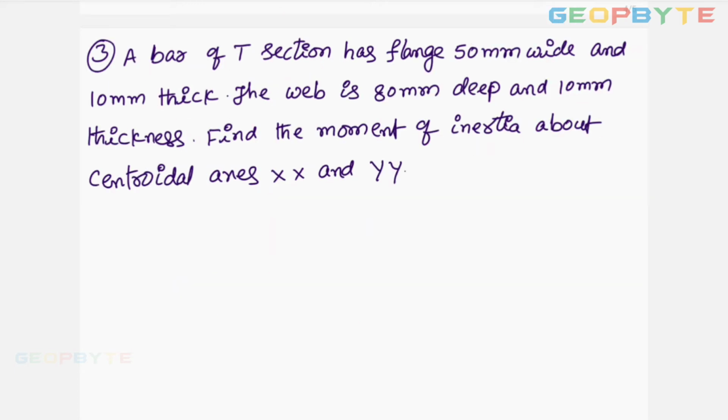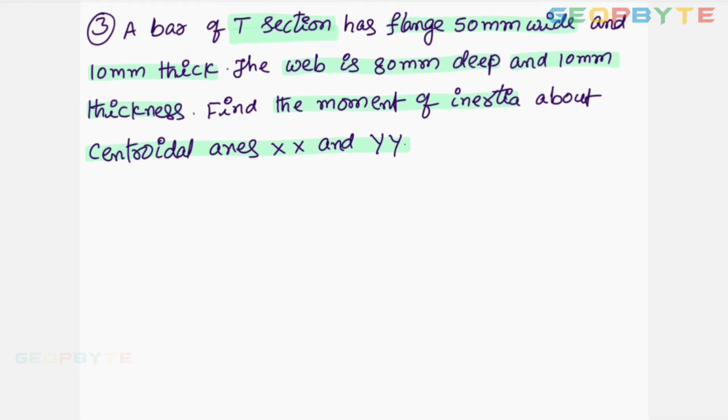Right. Look at the next problem. A bar of T section has a flange. Flange width is 50 mm and 10 mm thick. The web is 80 mm deep and 10 mm thickness. Find the moment of inertia about centroidal axis xx and yy. You are asked to find the moment of inertia for centroidal axis.